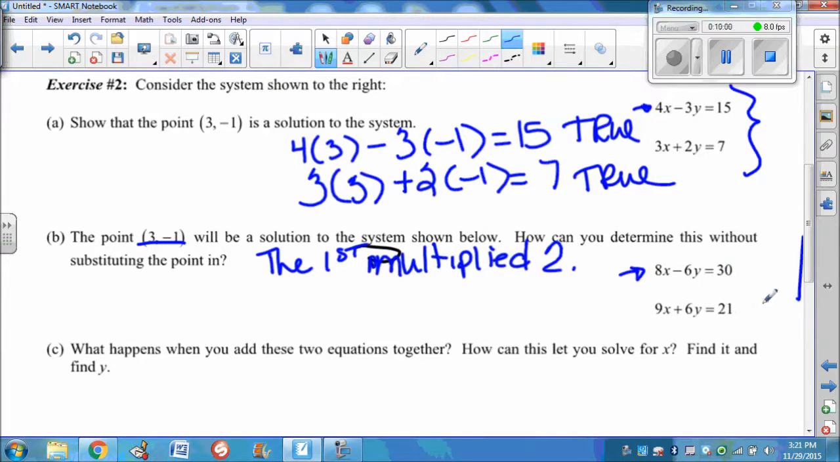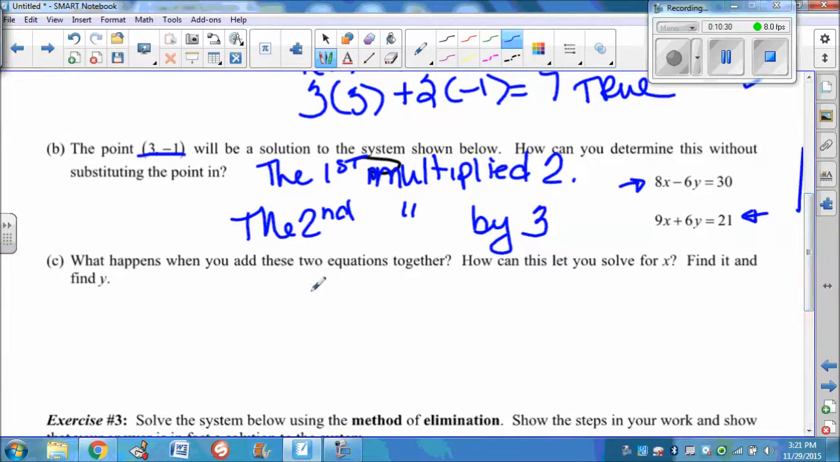So now, what about this second equation compared to the original second? Hopefully you were able to see the second is multiplied by 3. Again, using that property of equality of multiplication, as long as you do it to the whole equation, you're not changing the equation. You're changing the way it looks, but it's still equal. So it says, what happens when you add these two equations together? So now let's take those two new equations and add them together. So I'm going to take them and add them together.